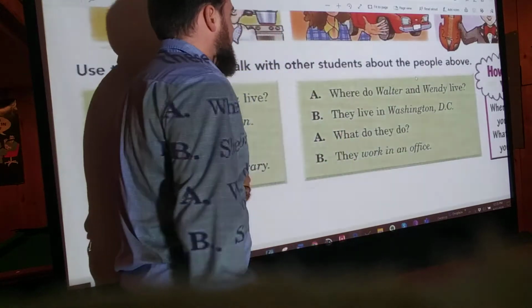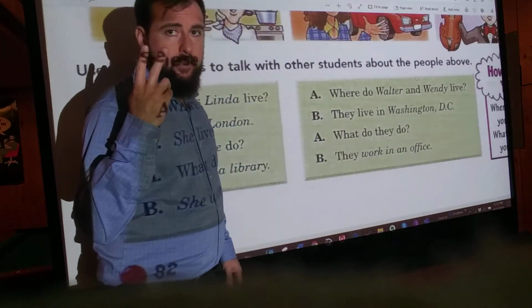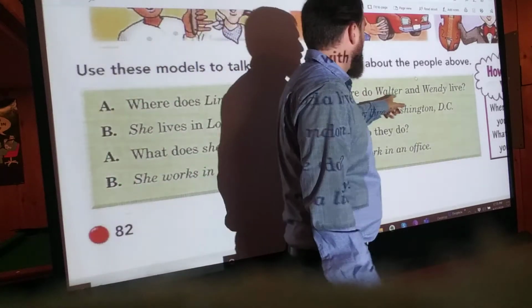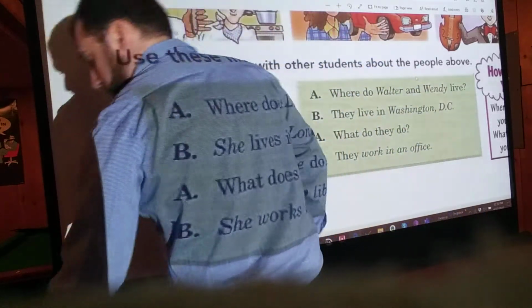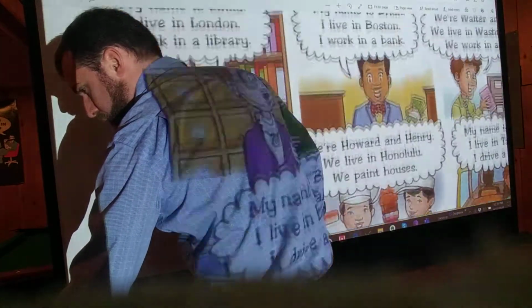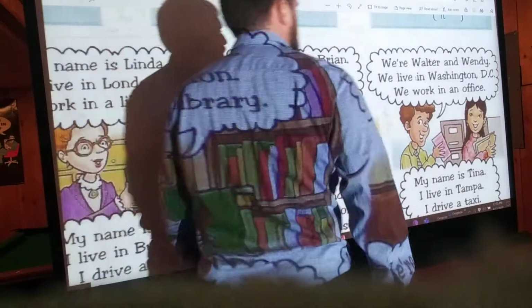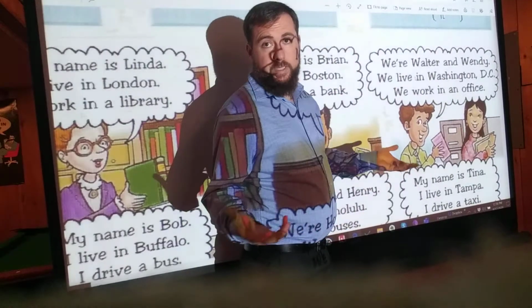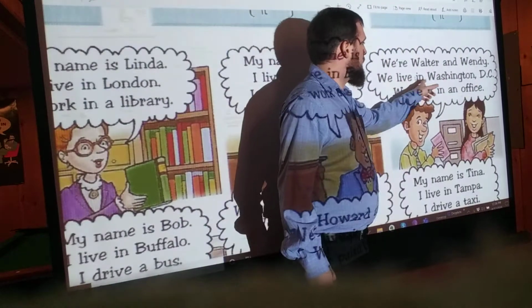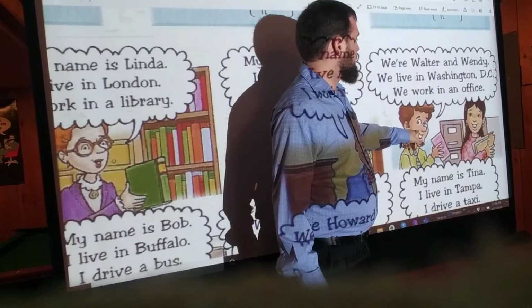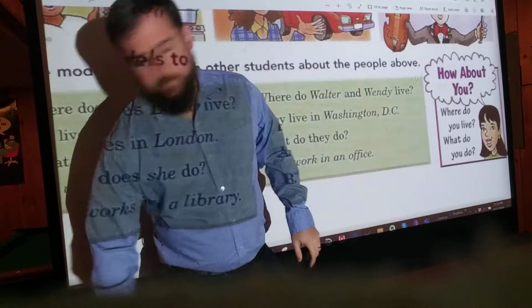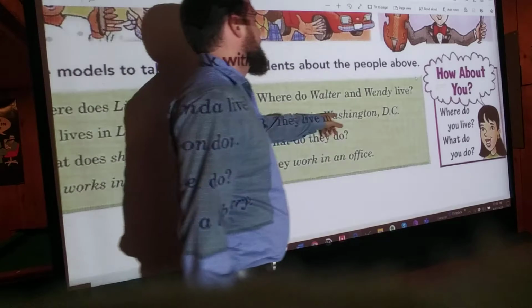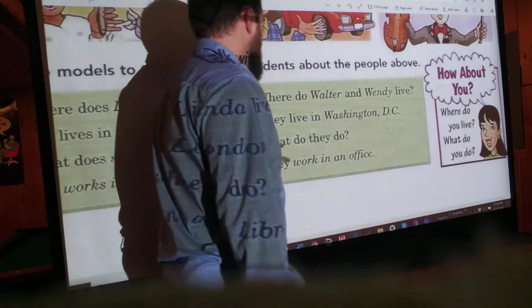Now over here, there's another example. If we're talking about two people, remember, because of the grammar rules, it's going to get a little different. Where do Walter and Wendy live? Well, let's go back up here and find Walter and Wendy. There they are. We are Walter and Wendy. That's these two people. Where do Walter and Wendy live? We live in Washington, D.C. So we're going to go back down here. We live in, they live in Washington, D.C. What do they do?